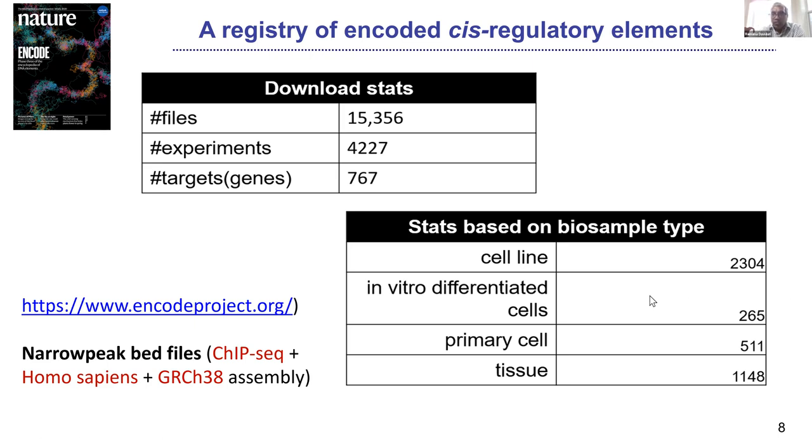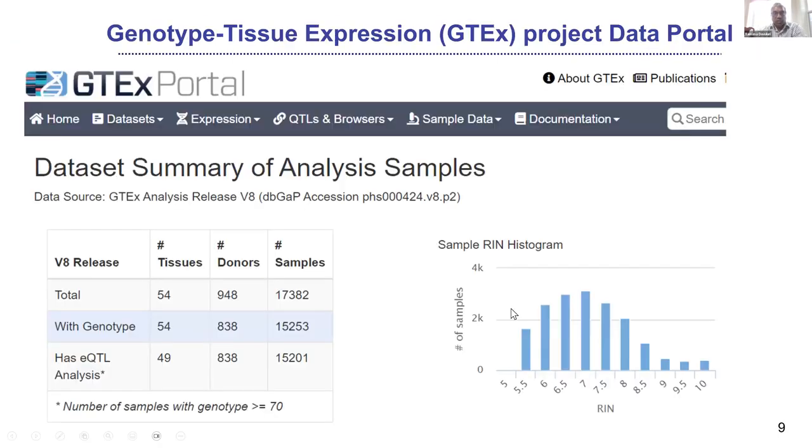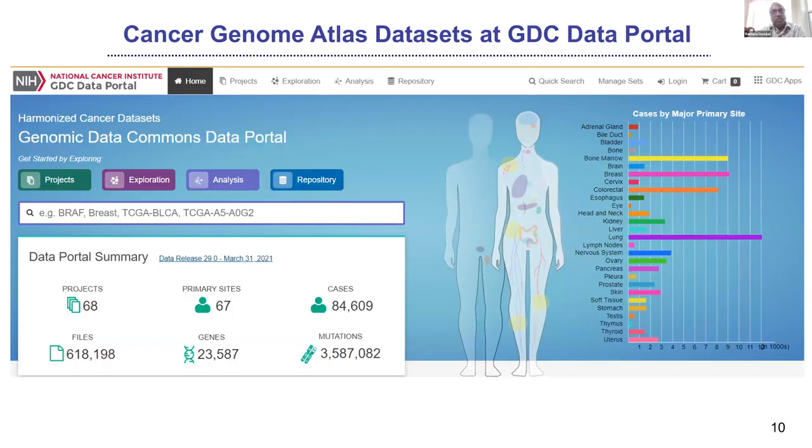And then there are multiple cell lines. This data was produced. There could be primary cells or different tissues. So in terms of expression, there is the GTEx data. I'm sure all of you are familiar with this GTEx data, expression in the normal tissues. And then from the cancer point of view, the GDC data portal provides lots of transcriptome and other data files, which we actually analyze using the methods we develop.